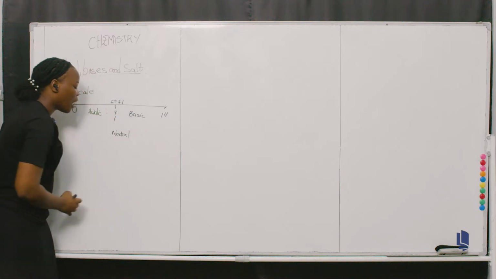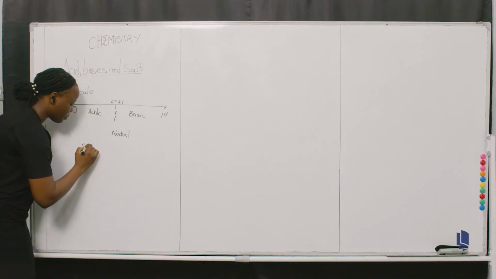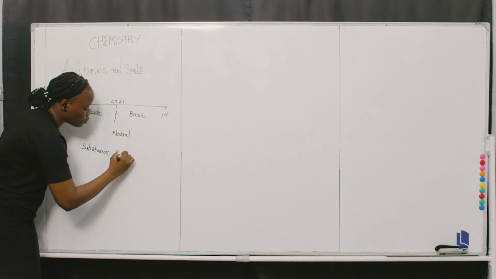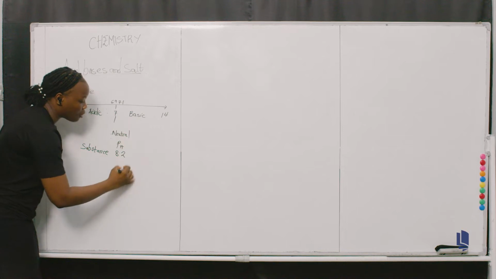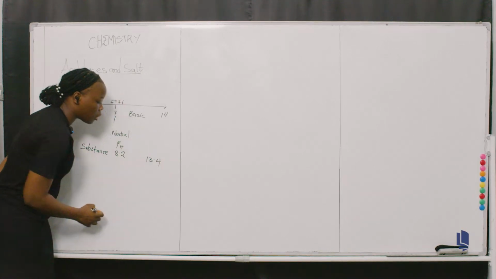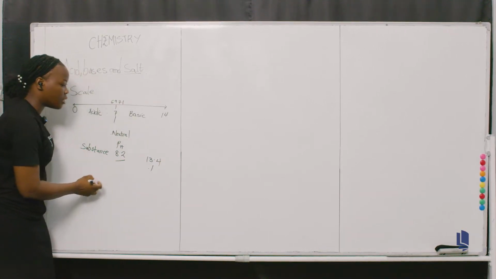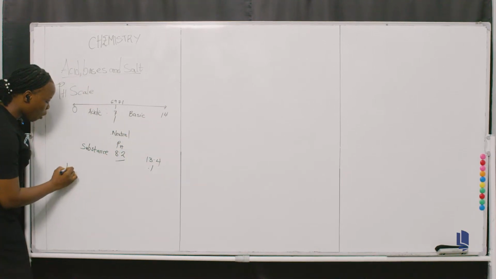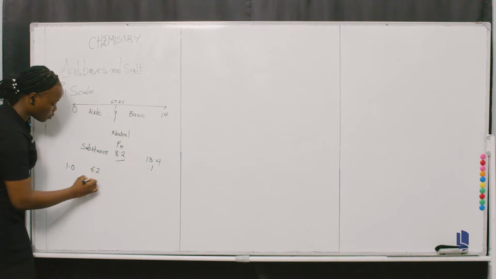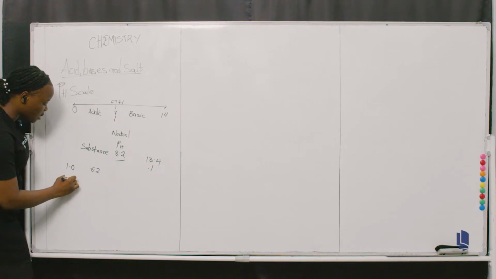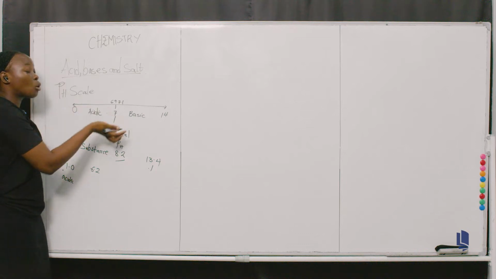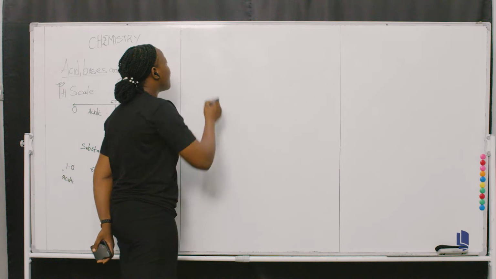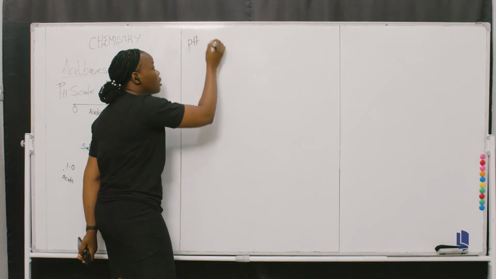So take a substance that has an 8.2 pH value and another with a 13.4 pH value. This one is more basic than this because this is close to 14. Whereas between 1.0 and 6.2, 1.0 is more acidic. This is already getting close to neutral. And so after the pH scale, let's consider pH itself.